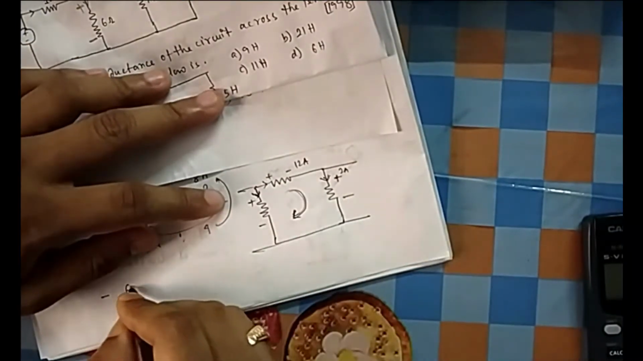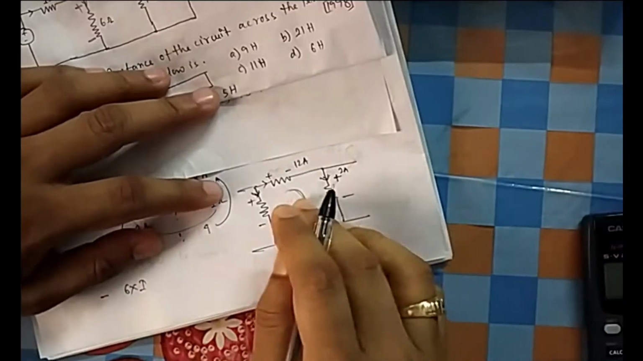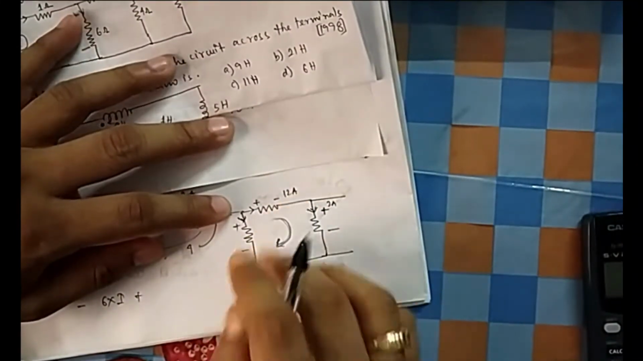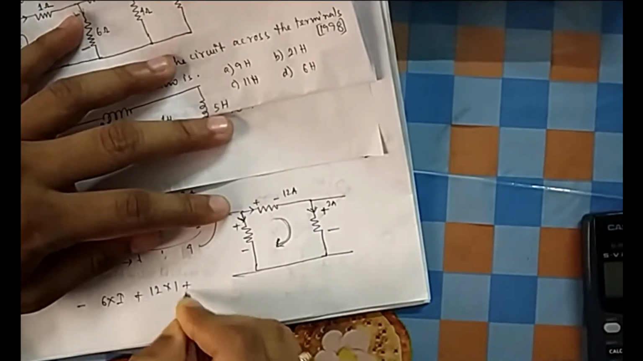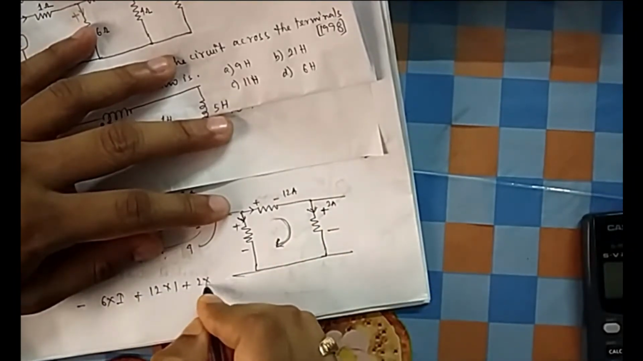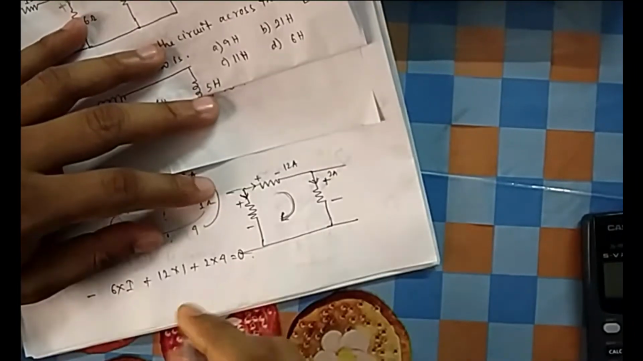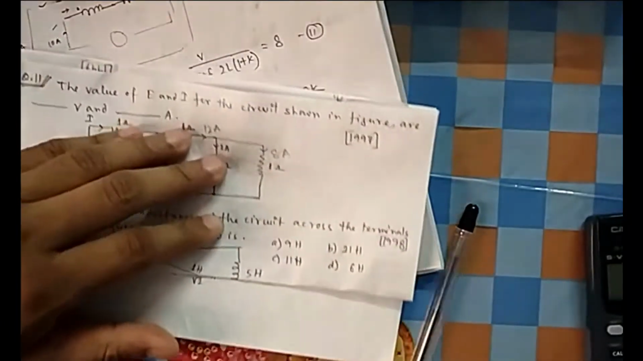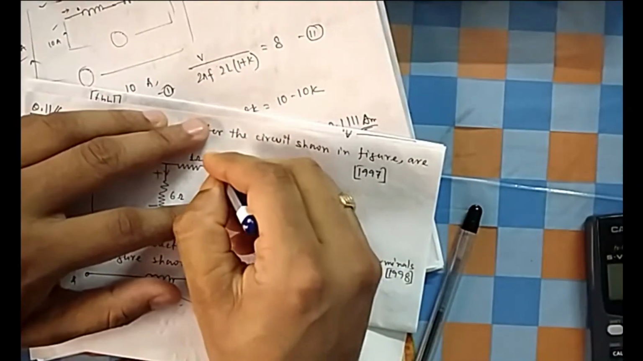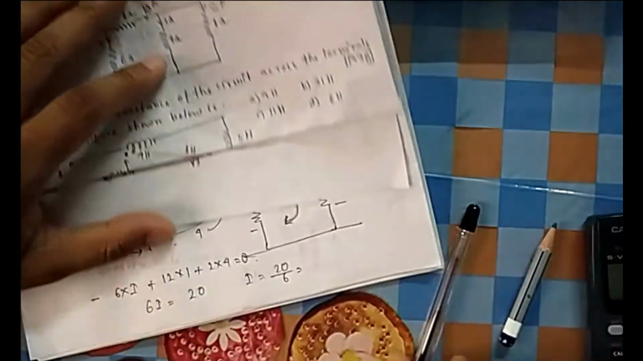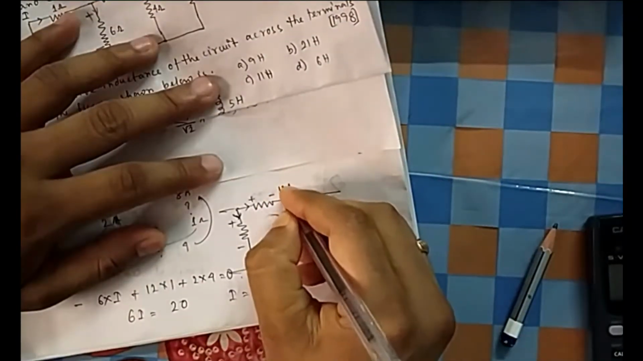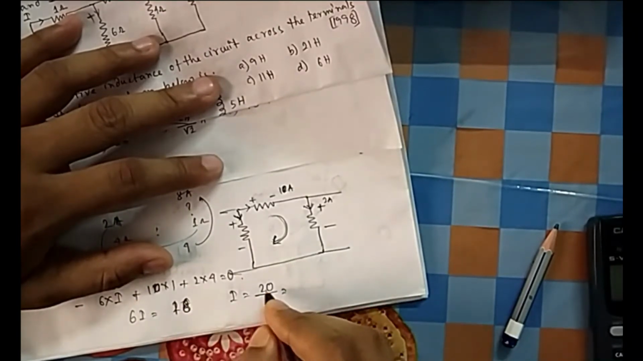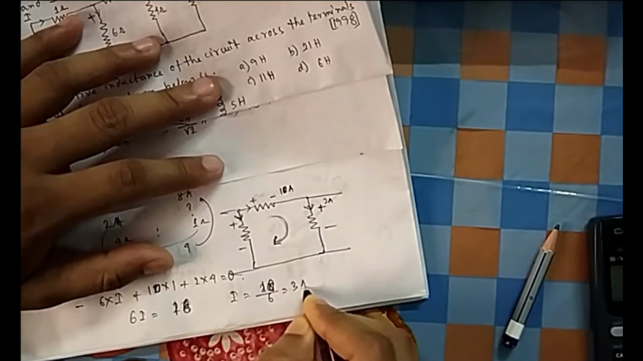Minus 6 into this current, I don't know, I. And then I am getting plus, so plus 10 into 1 ohm. And then I am getting plus again, then 2 into 4, 8. So you can find 6I is equal to 10 plus 8, that is 18. Sorry, this is 10 ampere. So 10 into 1, so it is 18. So I is equal to 18 by 6, that is 3 ampere.